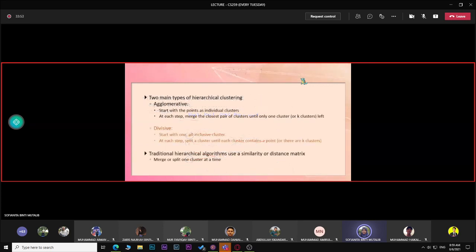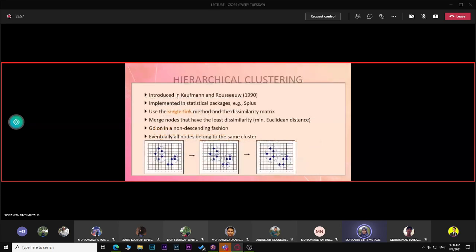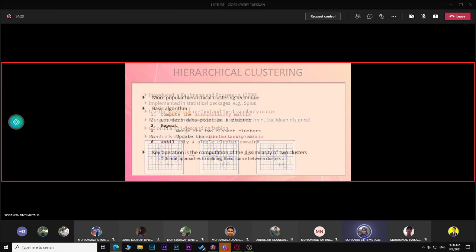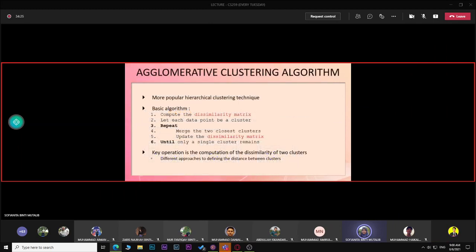Okay, so for agglomerative under hierarchical clustering, there are methods also applied in putting the connection between the clusters, which is known as single link. But there is actually not only single link, there are many. Okay, let's go next. This will be the steps of the pseudocode of the algorithm.